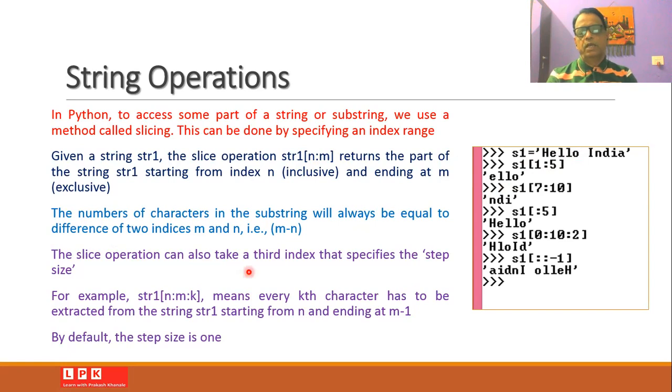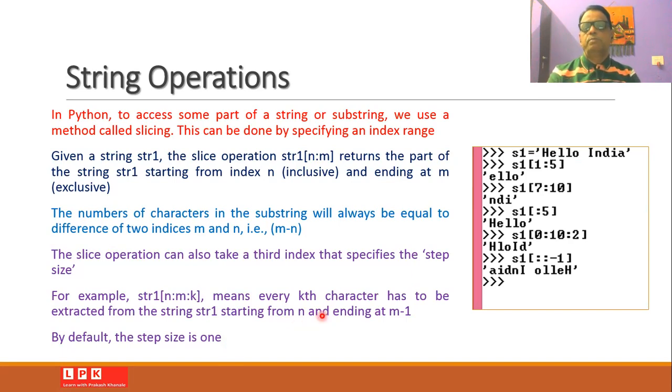The slice operation can also take a third index, and it will specify the step size. For example, if I write string1[n:m:k], it means that every kth character has to be extracted from string1 starting from n and ending at m minus 1. And if you do not specify it, then the step size by default will be equal to 1.